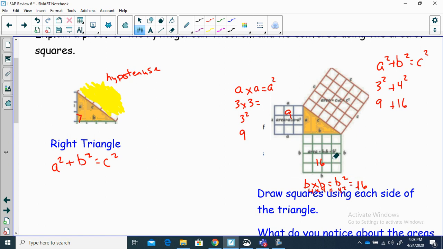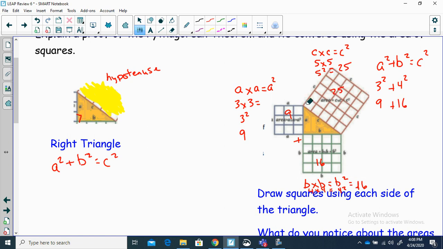Let's count our boxes to see if the area of that's right. 1, 2, 3, 4, 5, 6, 7, 8, 9, 10, 11, 12, 13, 14, 15, 16. Yes. So if I have the area of this square plus the area of that square, 9 plus 16, let's see if it gives us the area of the square on the hypotenuse. This side shows to be 1, 2, 3, 4, 5 units long. So a square that's 5 by 5, the area would be c times c, which is c squared. That's 5 times 5, which is 5 squared, or 25.